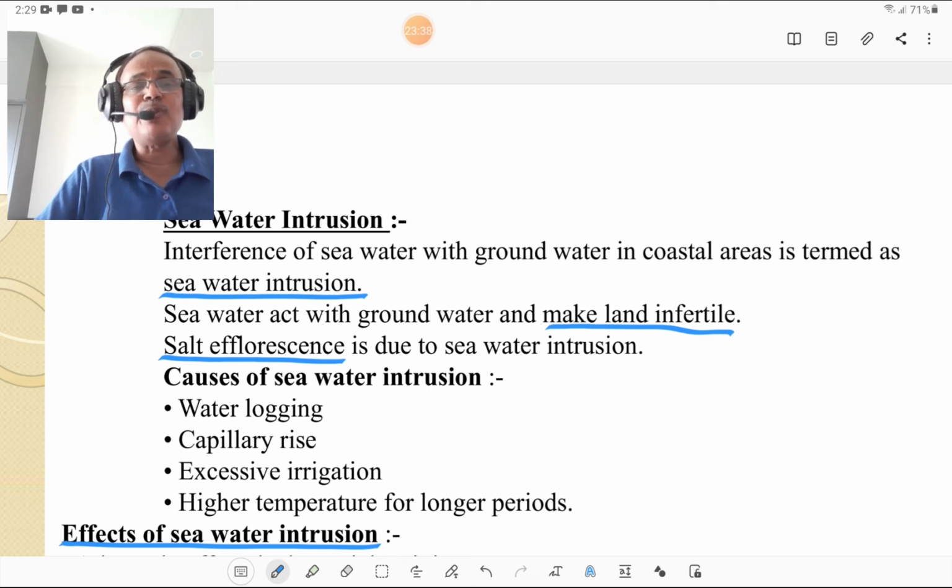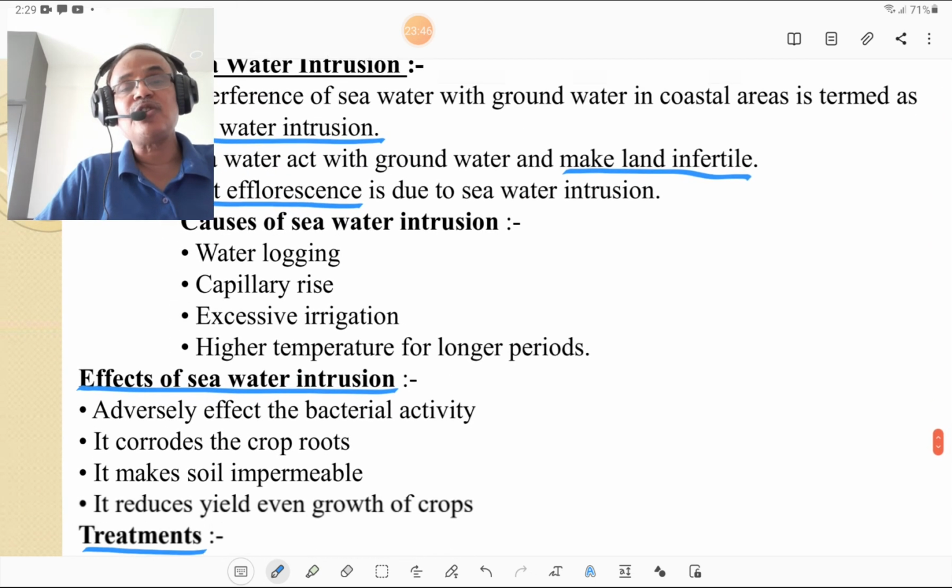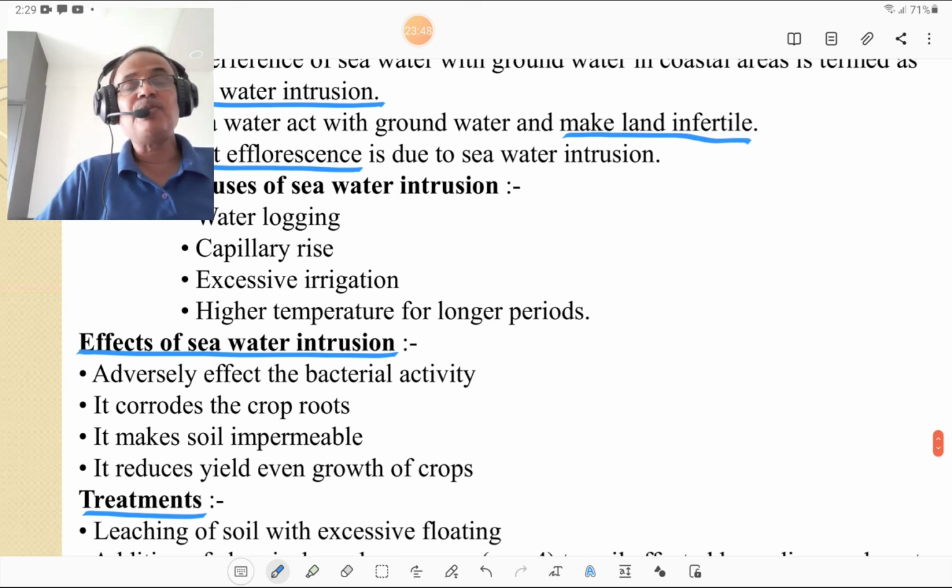What are the causes of seawater intrusion? Waterlogging, capillary rise, excessive irrigation, and higher temperature for longer periods are the causes of seawater intrusion. And the effects of seawater intrusion: it adversely affects bacterial activity, it corrodes the crop roots, it makes the soil impermeable, and it reduces the yield and even the growth of crops.